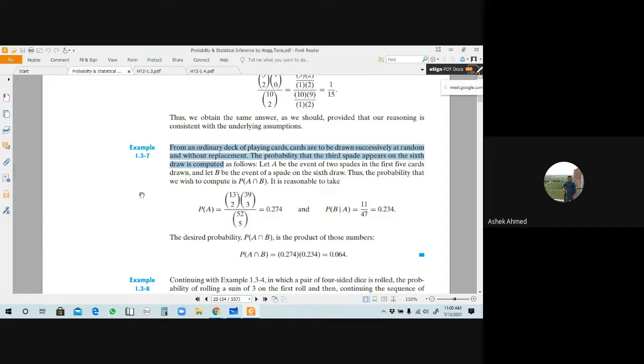From an ordinary deck of playing cards, cards are to be drawn successively at random and without replacement. Okay. You have to find the probability that third spade appears on the sixth draw. That means you have to find out the probability that third spade appears on sixth draw. What do you mean by this?